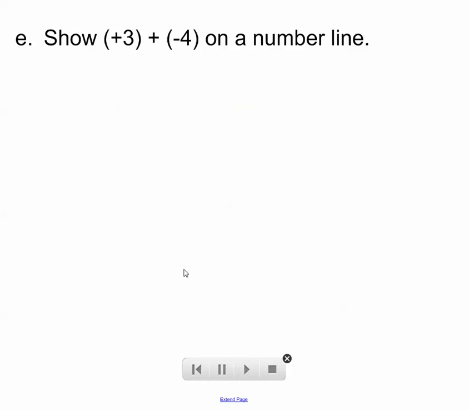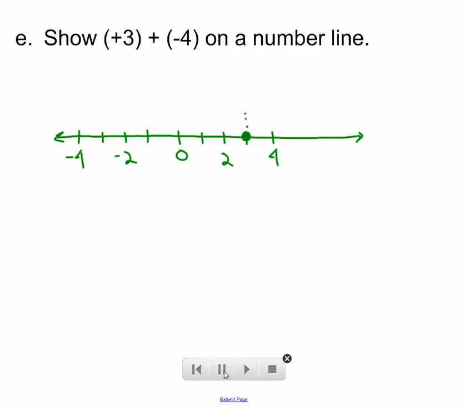All right, so let's show how this works on a number line. We'll do positive 3 plus negative 4 on a number line. Let's make our number line here. I'm going to run mine from negative 4 up to 4. I'm going to start at positive 3, and then I'm going to go backwards 4 places, because it's a negative 4 that I'm adding. So if I start at positive 3, that's my starting point. I'm going to add a negative 4, so I'm going to go backwards 4 spaces, and the number that I end up at is my answer, negative 1. Positive 3 plus negative 4 is negative 1.